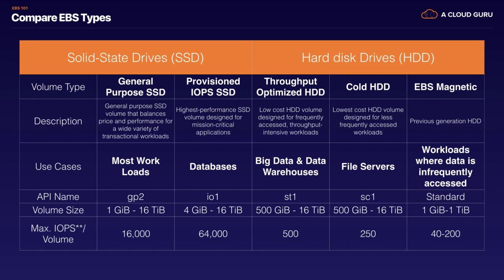This is basically a previous generation hard disk drive. It is still available, so you can still use it in the console. And this is basically for workloads where data is infrequently accessed. So it might be where you're doing a bit of data archiving, but for some reason you opt not to use Glacier. And again, the IOPS for that is between 40 to 200.